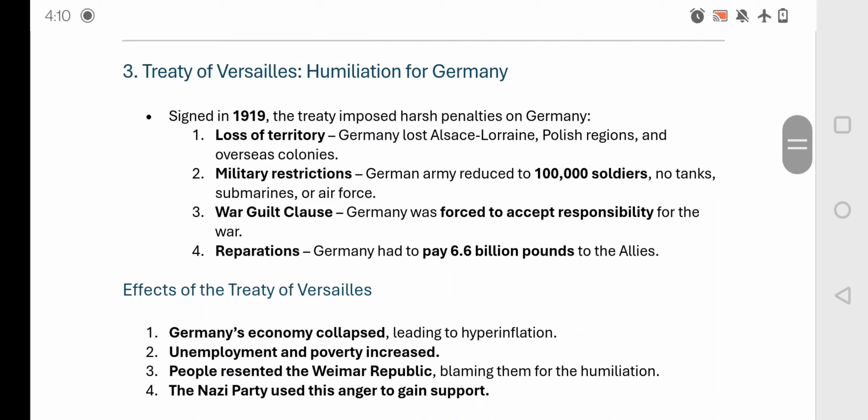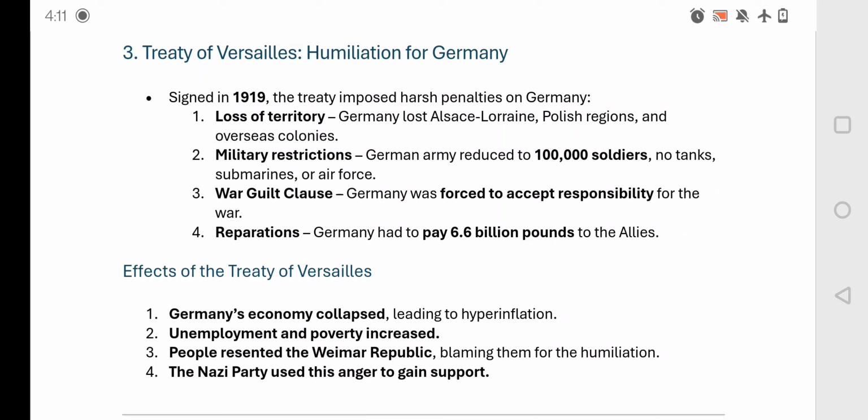Treaty of Versailles, how it was humiliating for Germany. Let's see. So the Treaty of Versailles was signed in June 1919, not 1918, sorry. It was signed in 1919, and the treaty imposed harsh penalties on Germany.